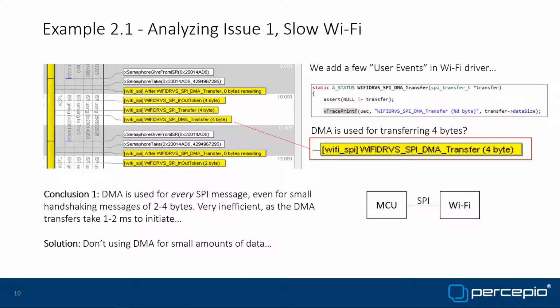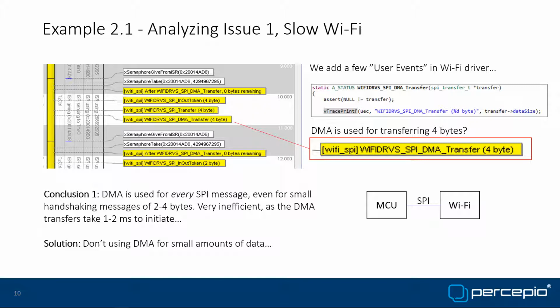To analyze why the blocks took 20 milliseconds to send, we inserted a few user events in the SPI driver, where the data was sent to the Wi-Fi chip. We could then see that DMA transfers were used for every SPI message. This is efficient for large data transfers, but DMA was also used for the numerous small handshaking messages that were required for each data transfer.